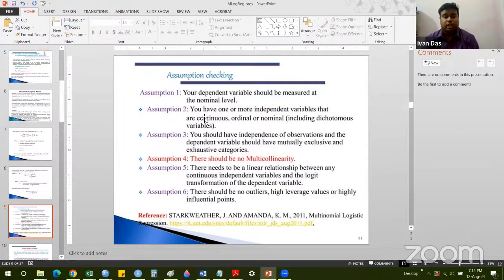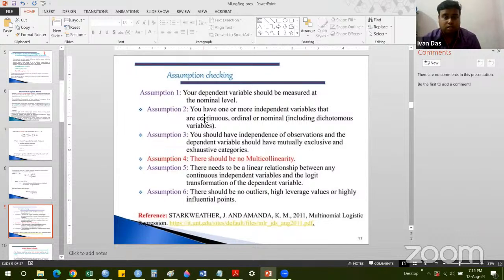Assumption 6: there should be no outliers, high leverage values, or highly influential points. Again, it is very important to note, like I told you in the last class also, for any regression model, be it simple or multiple linear regression or the logit model that we are doing right now, there must not be outliers. The presence of outliers makes it a deviated, distorted model. You can check the R square, the pseudo R square, in this case the Nagelkerke R square. They will be gravely affected if you have outliers. So always remember to check whether you have a large number of outliers, especially in the case of metric variables. Suppose one of the variables in your IV is continuous or metric. Don't forget to check whether they have any outliers or not.